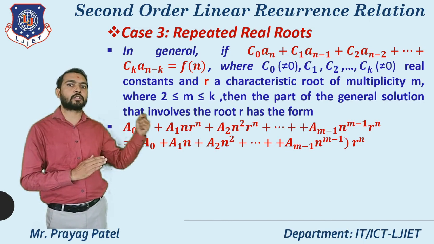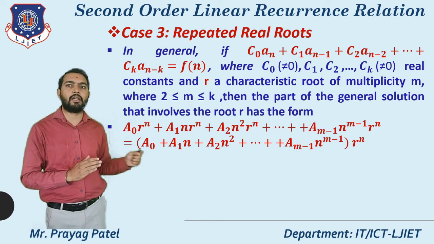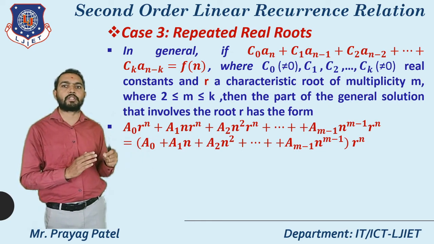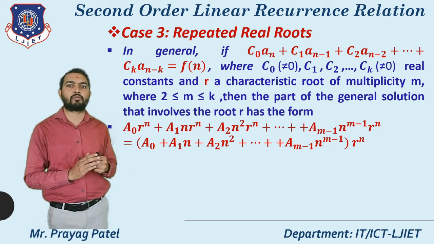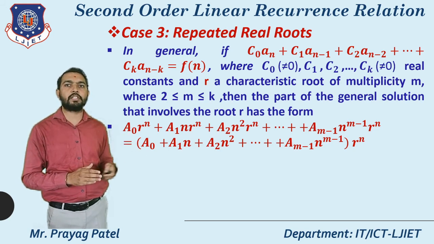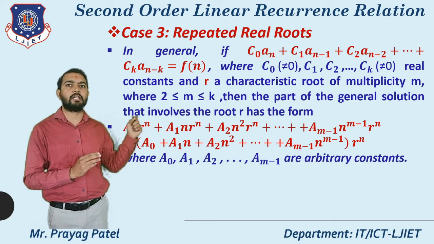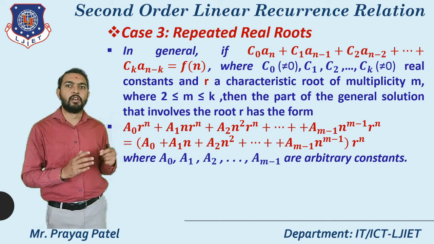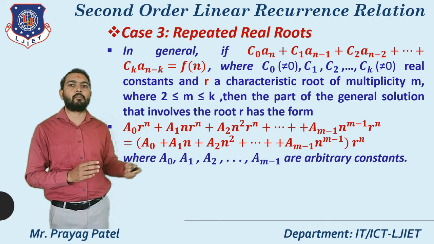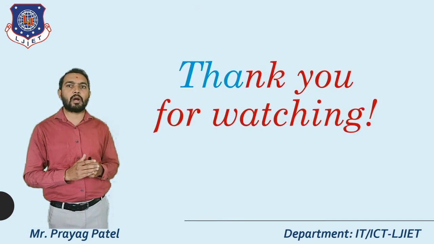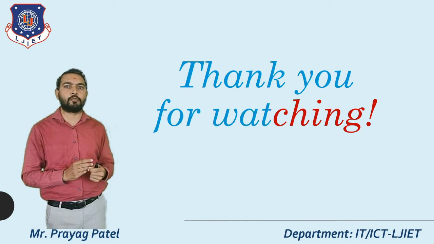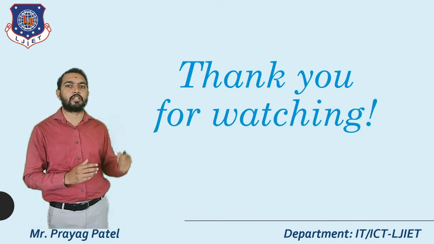Now r raised to n is common, so we find the next form: A0 plus A1 n plus A2 n square up to Am minus 1 n raised to m minus 1, into r raised to n. So this is the common form of the recurrence relation solution for repeated real roots, where A0, A1, A2 up to Am minus 1 are arbitrary constants. So in this lecture we discussed how we can find the solution for the second order linear recurrence relation. Thank you for watching this video.